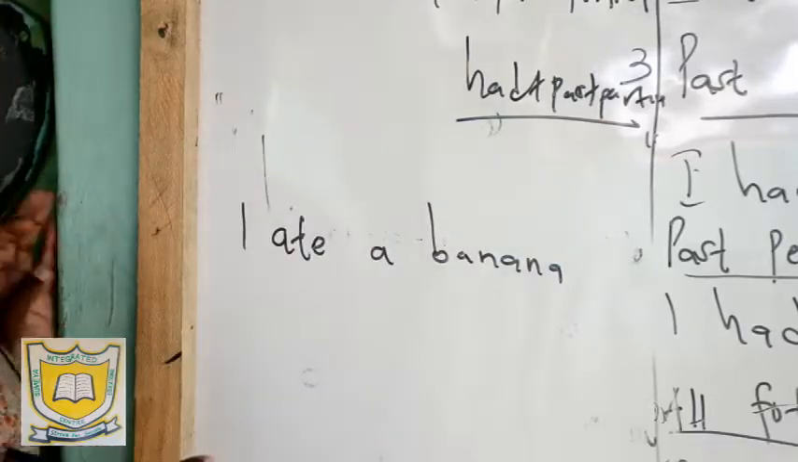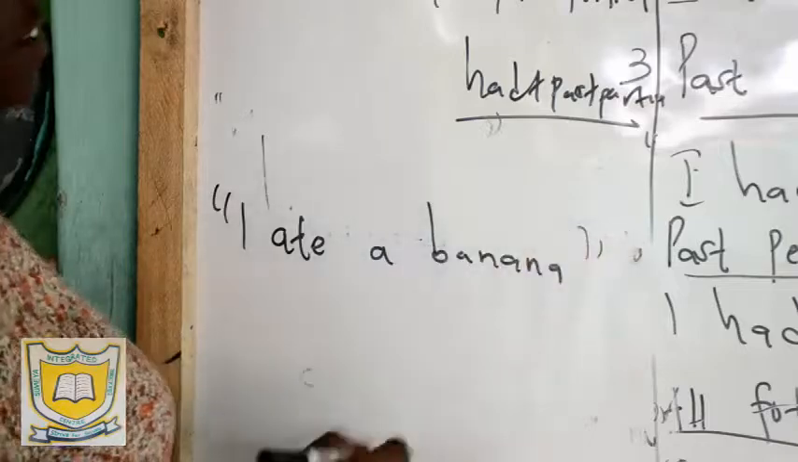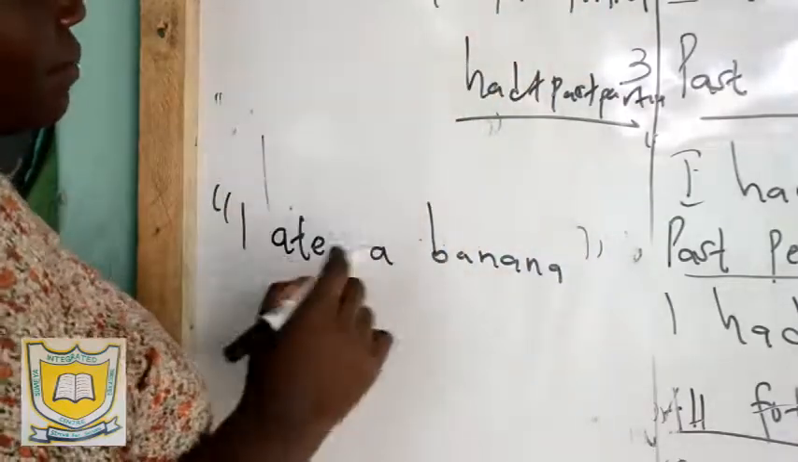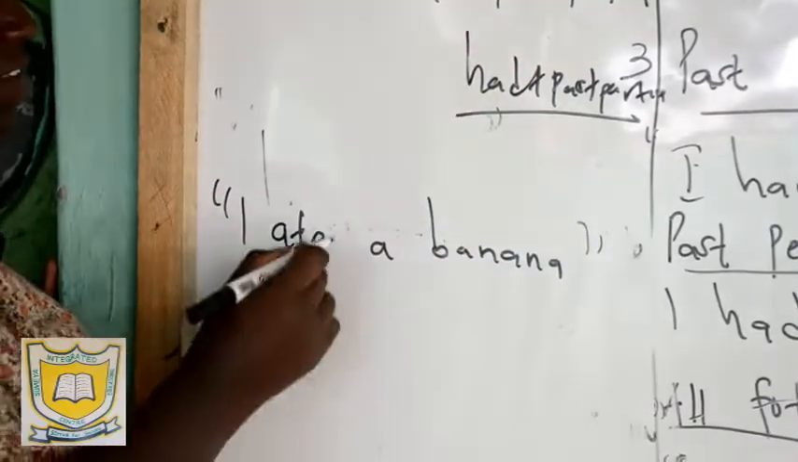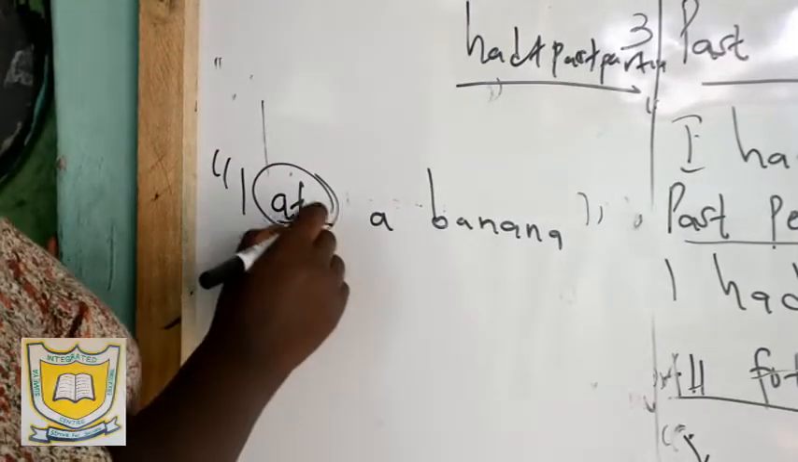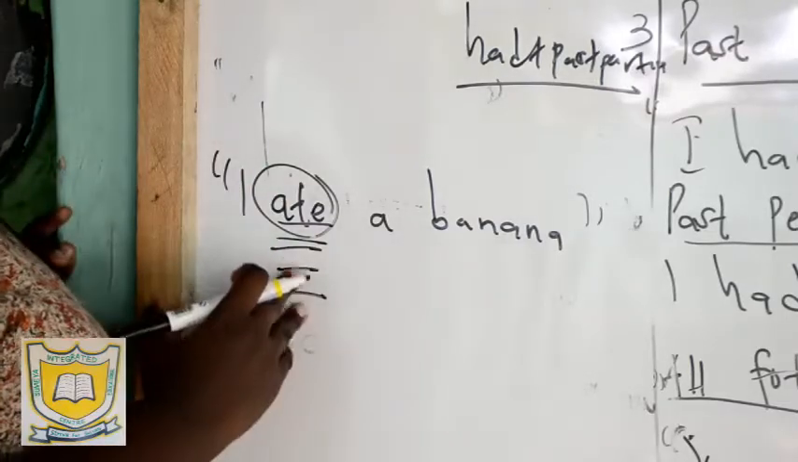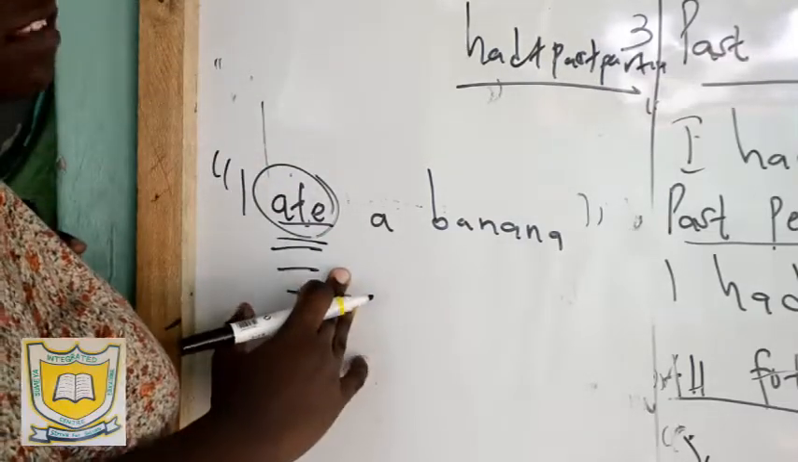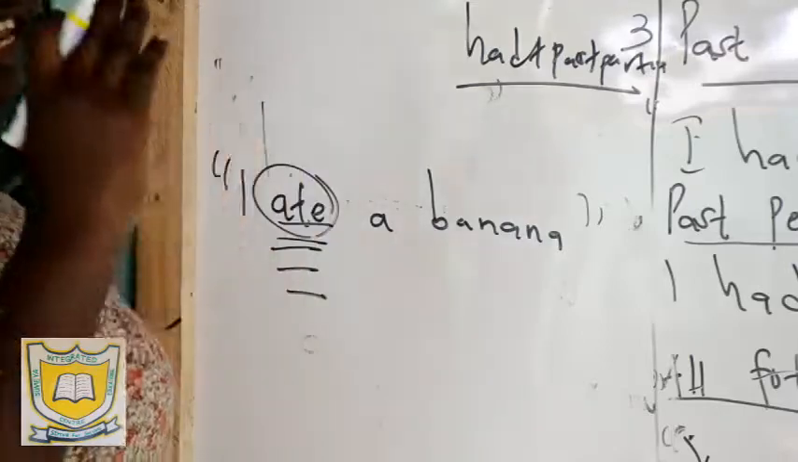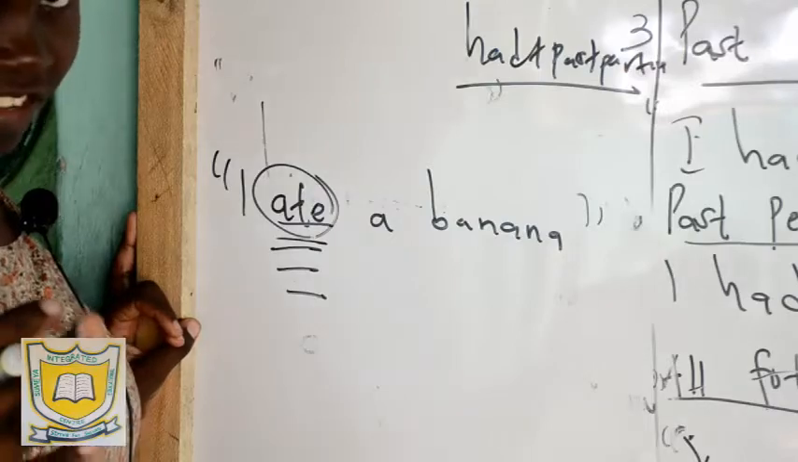Now, if I ate a banana, this is my direct speech, which is the past simple. How is my sentence the past simple? You check the verb in the sentence. Ate is the past tense of the word eat. Now, if I want to change this sentence from the past simple tense, from direct speech to indirect speech, you are going to change the past simple tense to the past perfect tense.